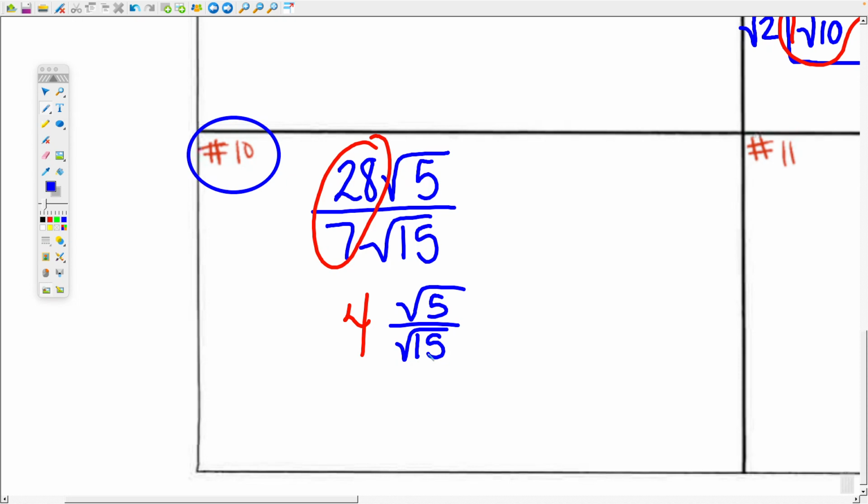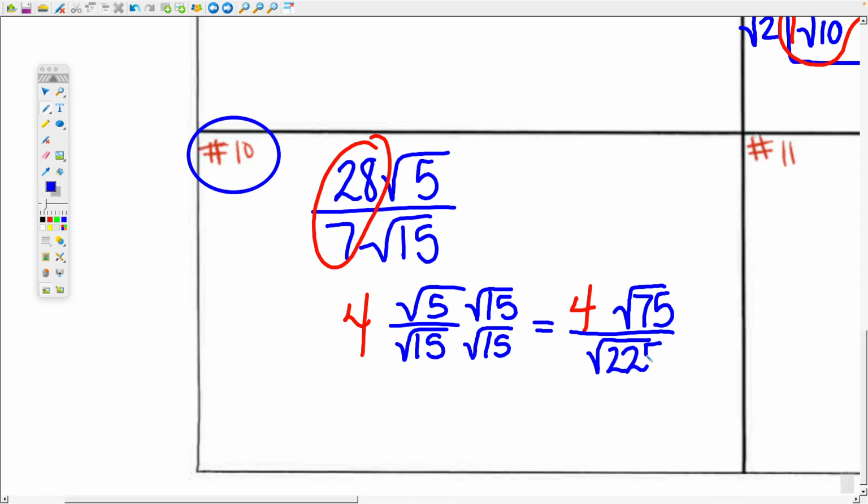I know you can remember to multiply by the radical 15. So I'm gonna do that on the bottom and on the top. When you do that on the bottom, y'all don't forget, we still have a 4. I don't want to forget the 4. And now on the top is going to be the square root of 75 over the square root of 225. You know 15 times 15 is just 225, okay?